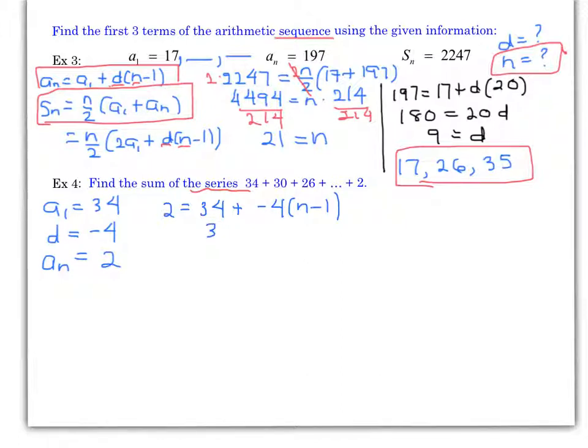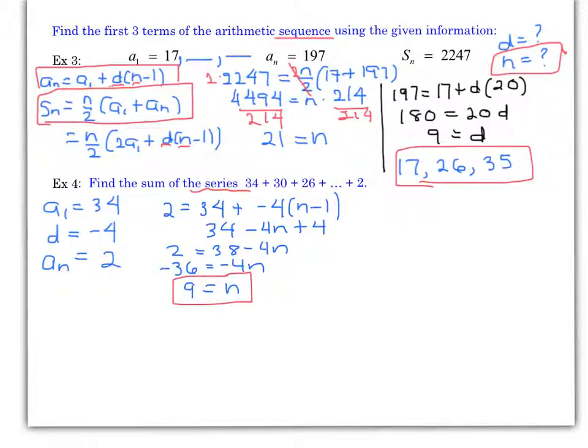So let's simplify this out. We have 34 minus 4n plus 4, so that's 38 minus 4n equals 2. So negative 36 equals a negative 4n. We get that n equals 9.